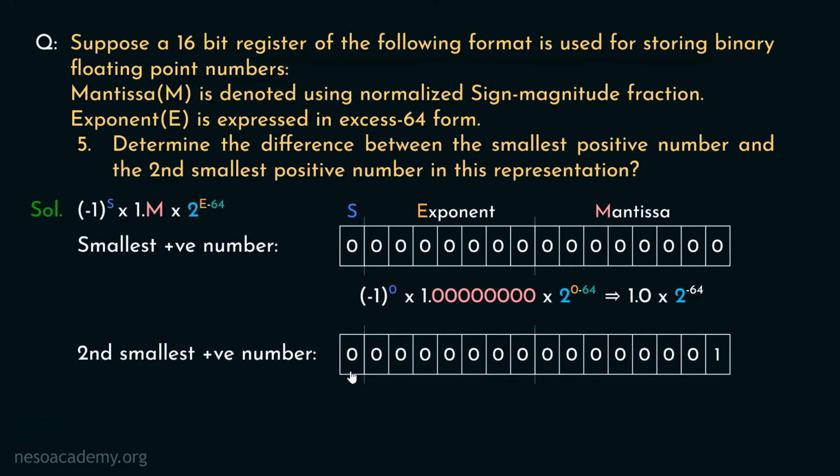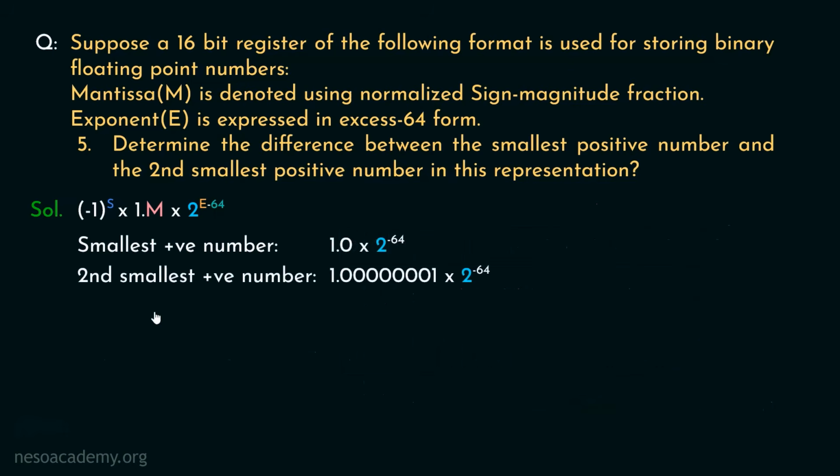So since the sign bit is 0, we will have -1 raised to the power 0 multiplied with 1 followed by the radix point, then 7 zeros followed by a 1 in the LSB's place, which will be multiplied with 2 raised to the power 0 minus 64. So we will acquire the value 1 followed by radix point, thereafter 7 zeros followed by 1 multiplied by 2 raised to the power minus 64. So this is the smallest number and this is the second smallest number.